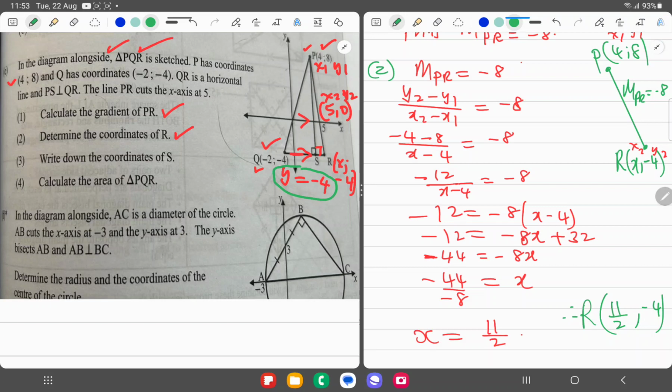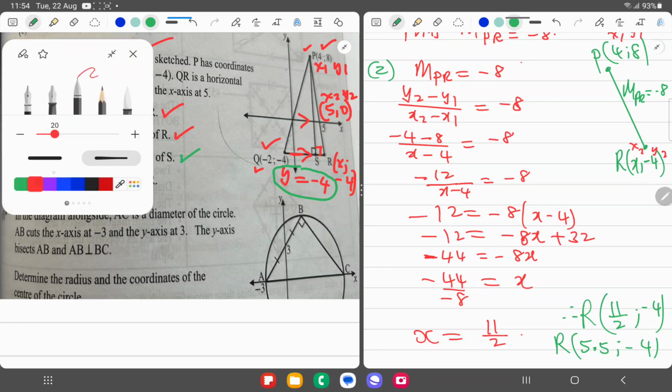What are the coordinates of the point R? Right, so we can write them like that. We can say the coordinates of R are 5.5 and minus 4. Okay. Right, we found the coordinates of R, and the next thing we're going to do is to write down the coordinates of S.